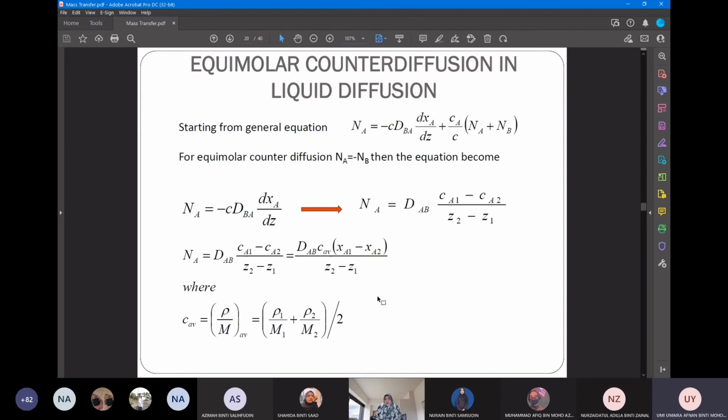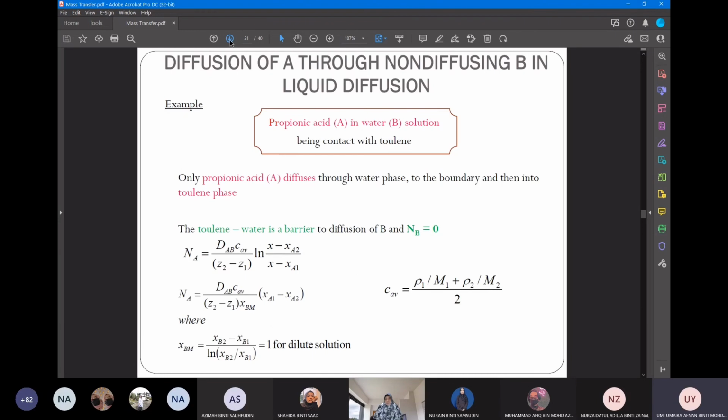You have to know how to calculate CAV based on the density and molecular weight. You can find this in your textbook, so I want you to read from the textbook, read and try to understand.